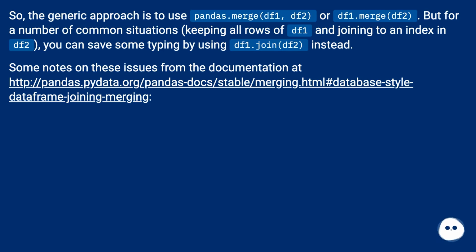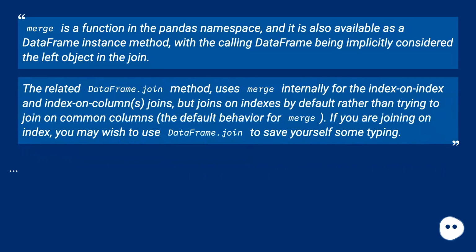Some notes on these issues from the documentation at this URL. Merge is a function in the pandas namespace, and it is also available as a dataframe instance method, with the calling dataframe being implicitly considered the left object in the join. The related dataframe.join method uses merge internally for the index-on-index and index-on-columns joins, but joins on indexes by default rather than trying to join on common columns, the default behavior for merge. If you are joining on index, you may wish to use dataframe.join to save yourself some typing.